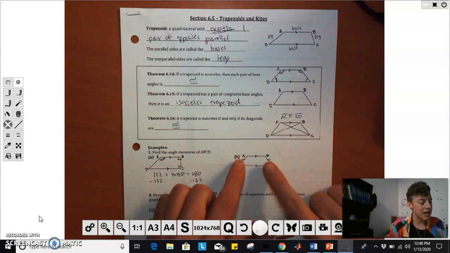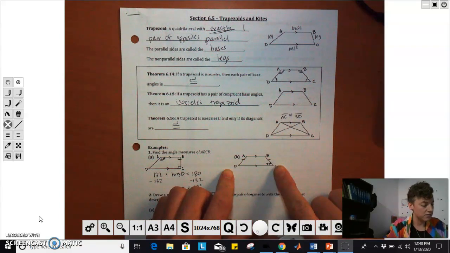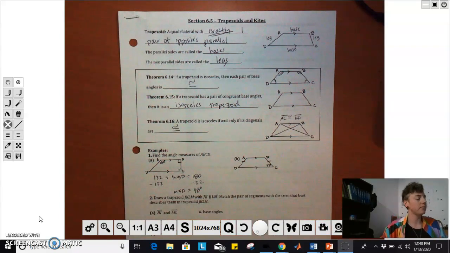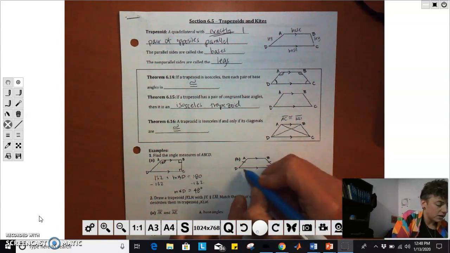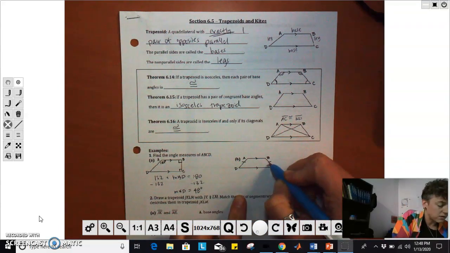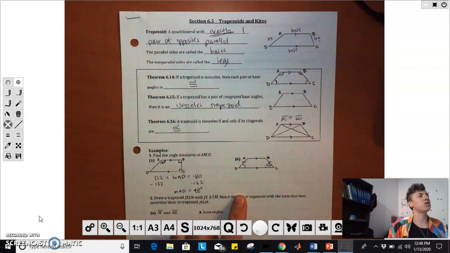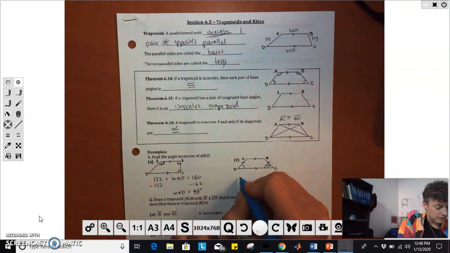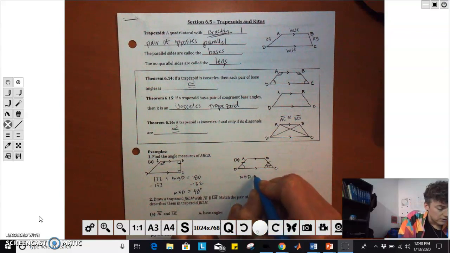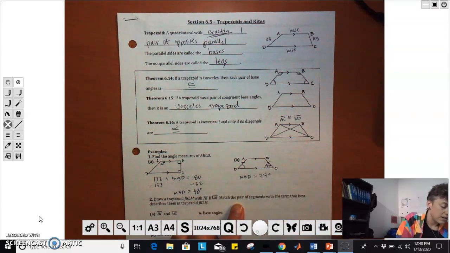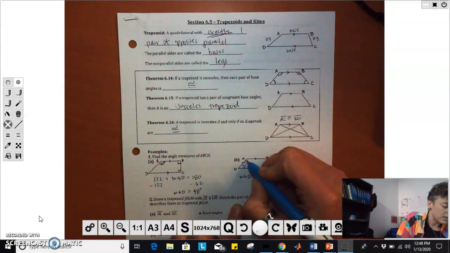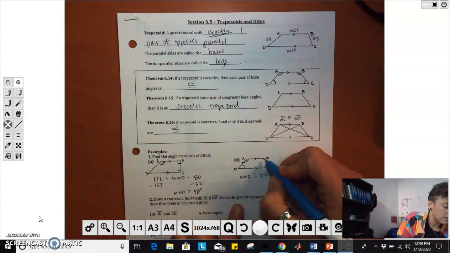See, those legs are congruent to each other, right? Those legs are congruent, so that means the base angles are congruent. So C is congruent to D. So what's the measure of angle D? 77 degrees. And angle A will be congruent to angle B.